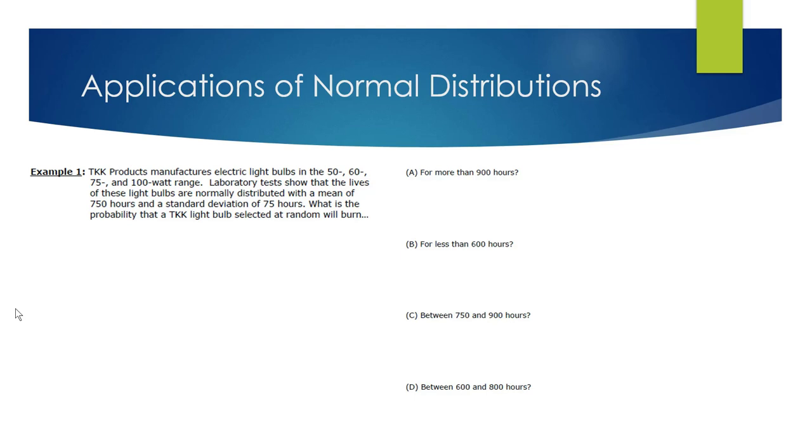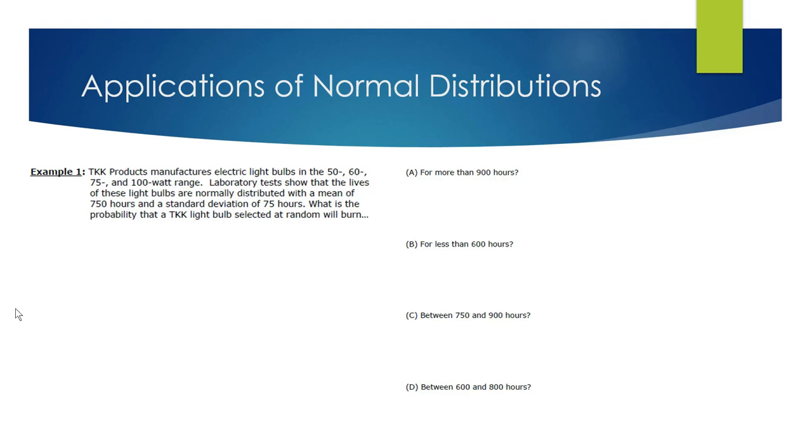Example 1. TKK Products manufactures electric light bulbs in the 50, 60, 75, and 100 watt range. Laboratory tests show that the lives of these light bulbs are normally distributed with a mean of 750 hours and a standard deviation of 75 hours. What is the probability that a TKK light bulb selected at random will burn more than 900 hours, less than 600 hours, between 750 and 900 hours, and between 600 and 800 hours?